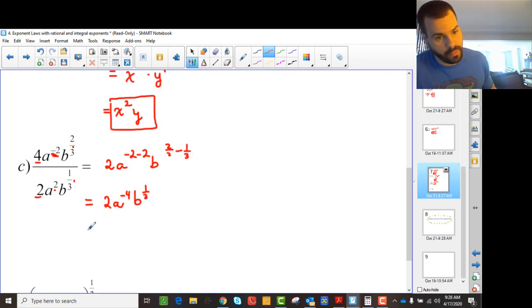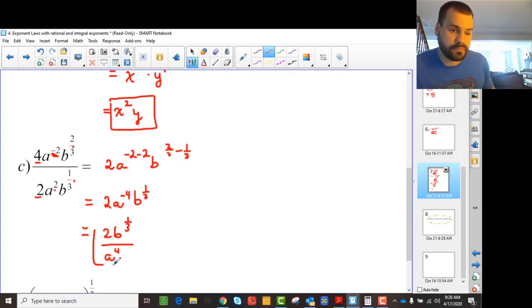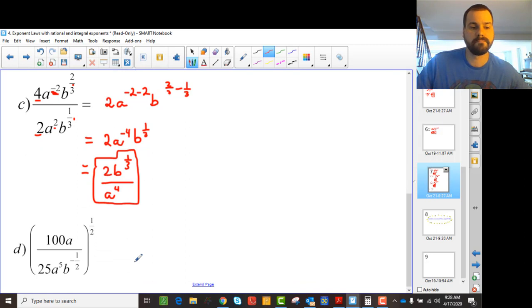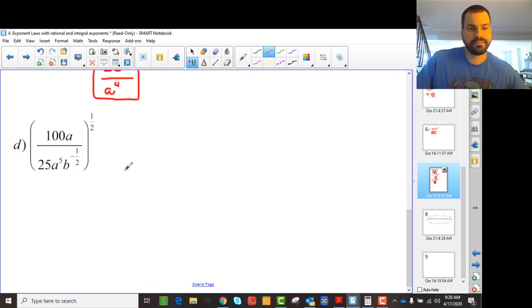because 2/3 minus 1/3 is 1/3. And then again, with the negative power, what I'm going to do is I'm going to write it as a positive power, but in the denominator. So I'm going to write it like this. Okay, so I just basically take the a to the minus 4 in the numerator, and flip it. I put it down in the denominator. Okay. And then our last example is this guy.